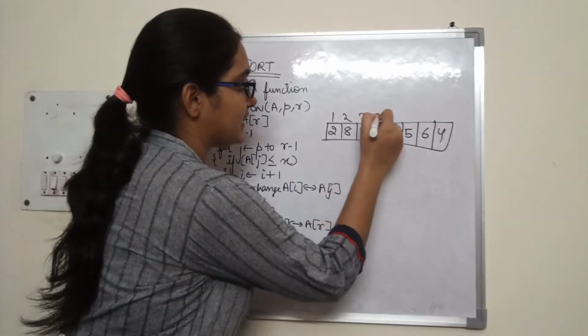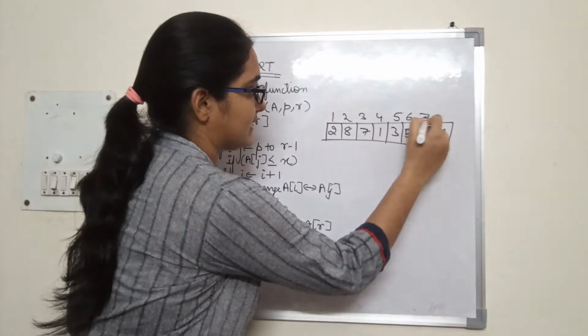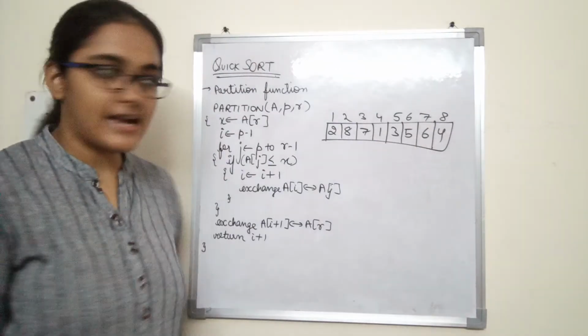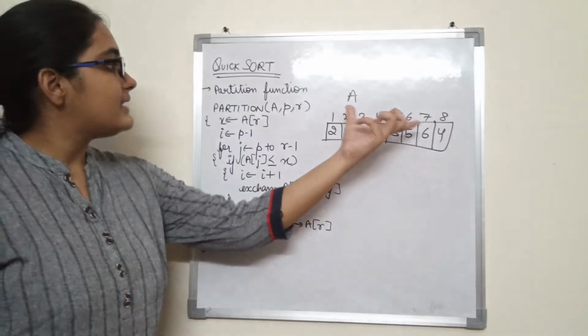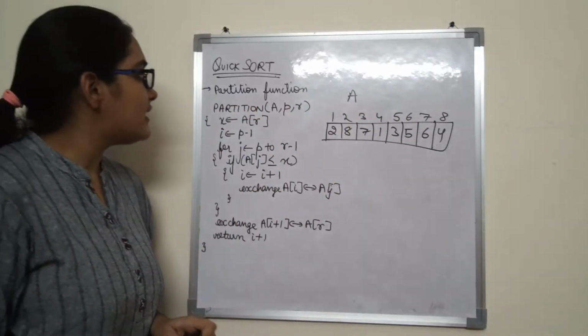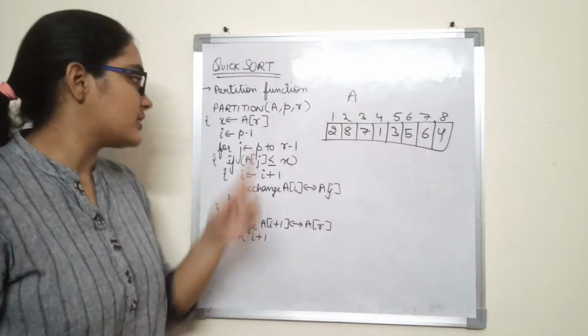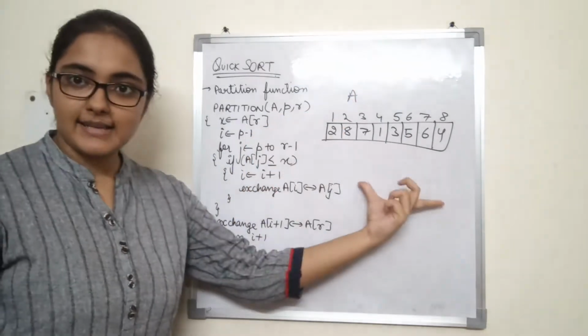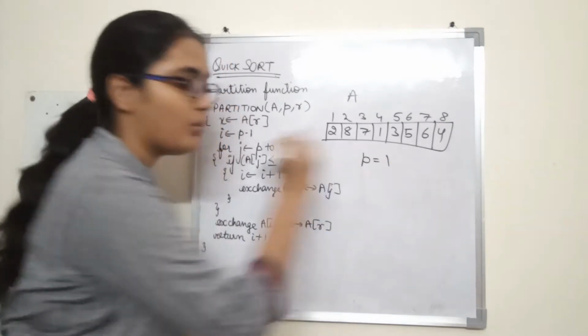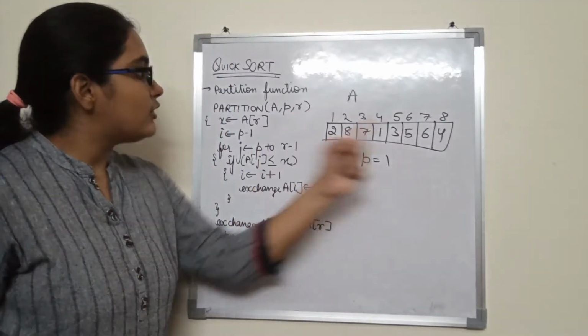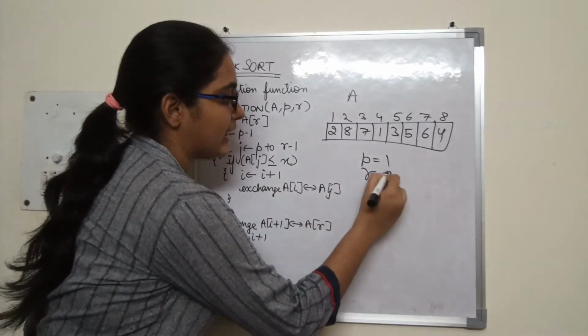Let us say the indices are starting from 1: 1, 2, 3, 4, 5, 6, 7, 8. There are 8 elements present in the array. Let us say that the array is A. Alright, so we pass the array A. Now what are the parameters of the partition function? A, P, R. A is this array. P is the starting index, that is P is equal to 1, and R is the ending index, that is R is equal to 8.